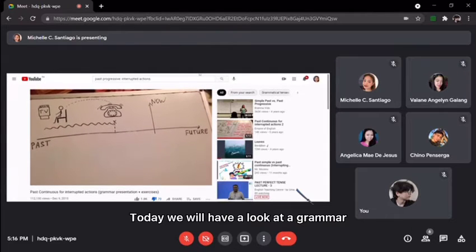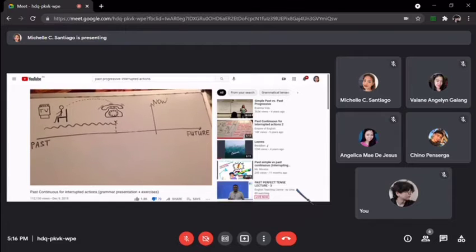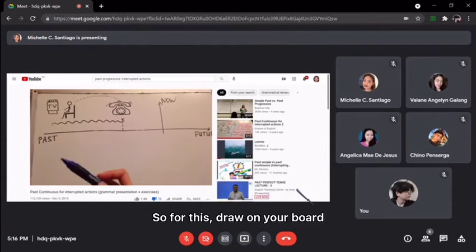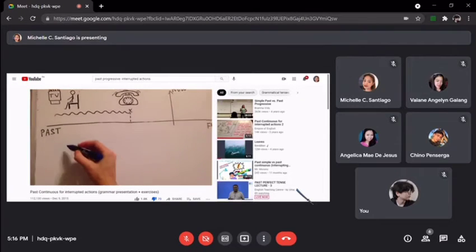Today we will have a look at a grammar presentation of past continuous, the use of interrupted actions. It is very easy to explain it with the help of a timeline. So for this, draw on your board this kind of a timeline and then make the following sentence.